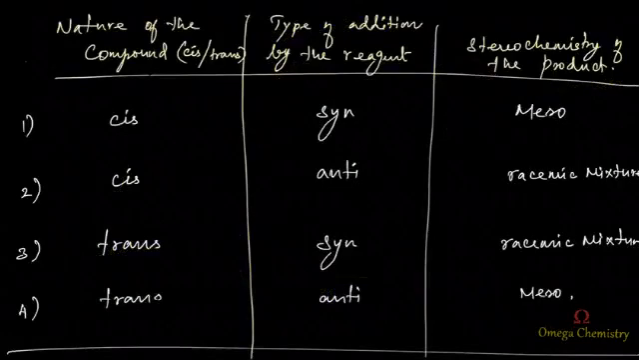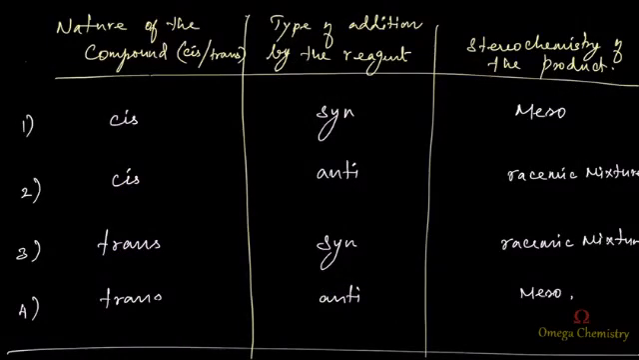Now to understand this, we need to understand the nature of the compound. Nature means we need to understand whether the compound is cis or trans. Then we need to have an idea about the reagent also: what kind of addition it can make, what kind of addition it will effect. That is also we need to know. So for example, I have discussed some 4 cases over here, which is sufficient to predict the type of the stereochemistry of the products.